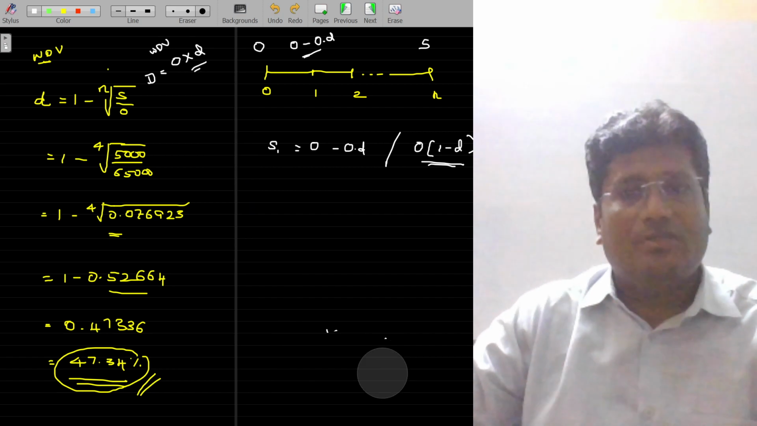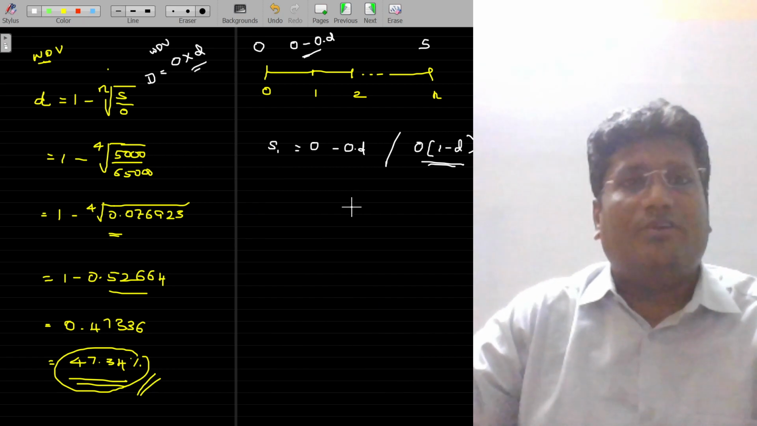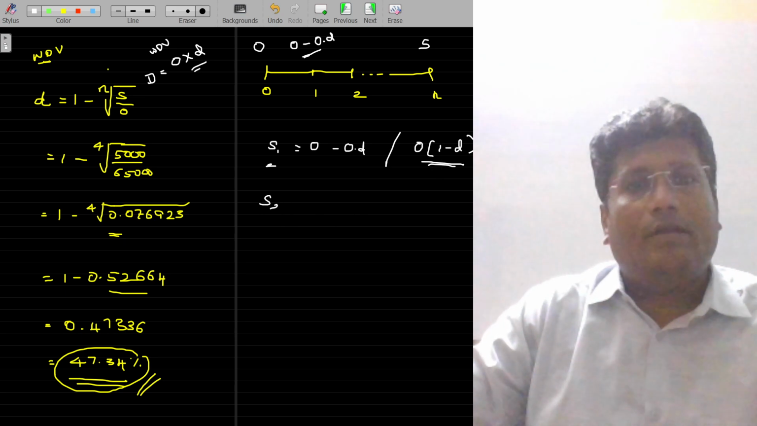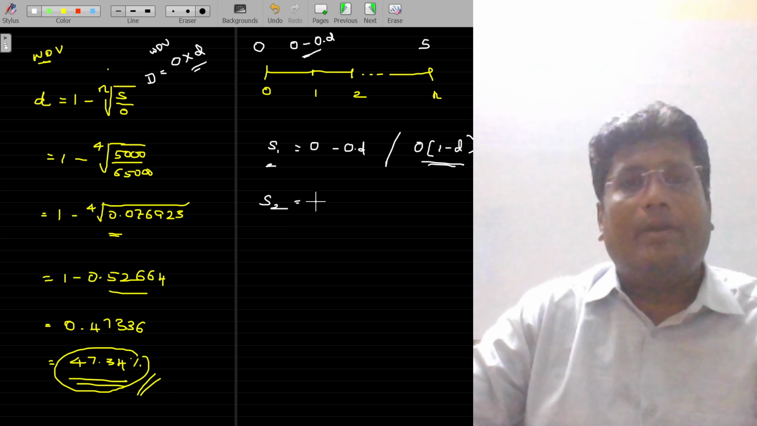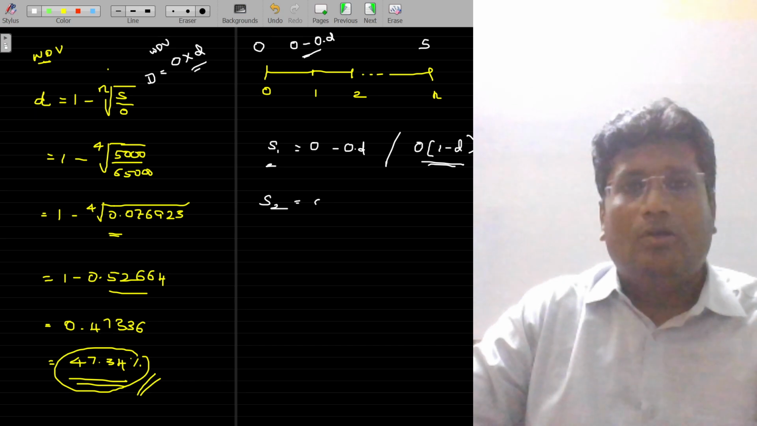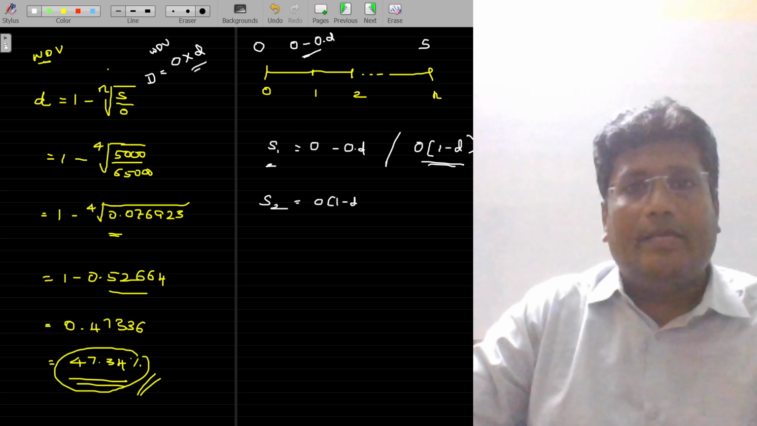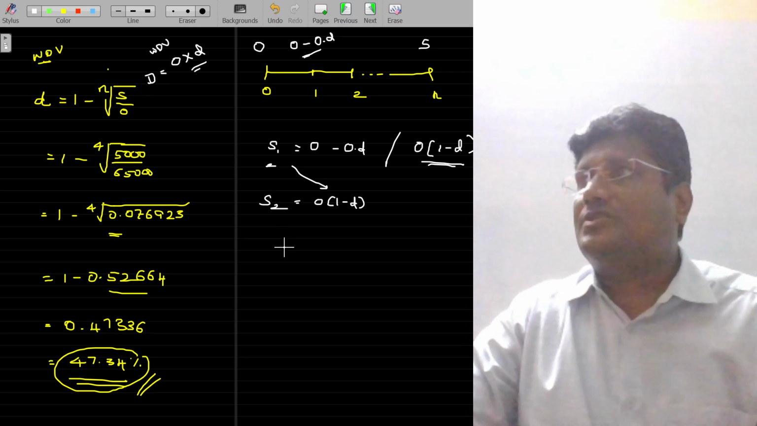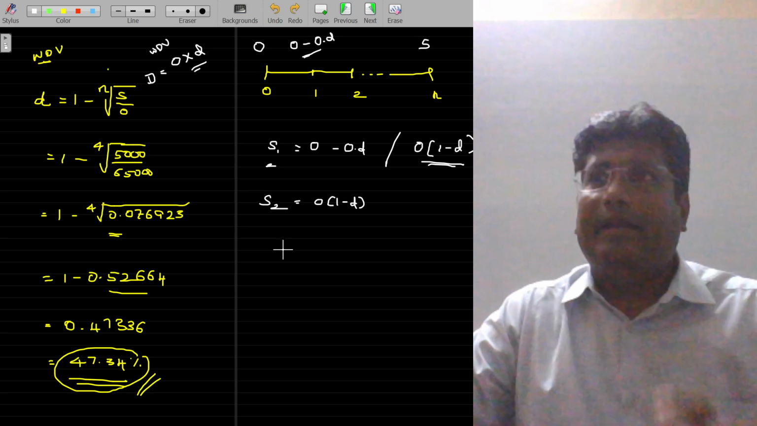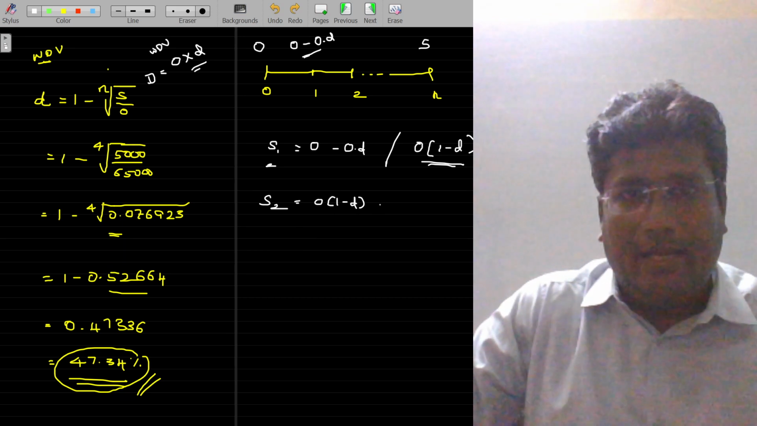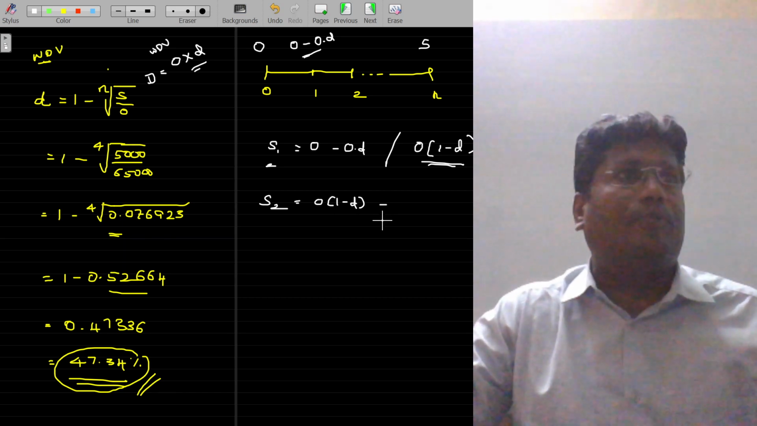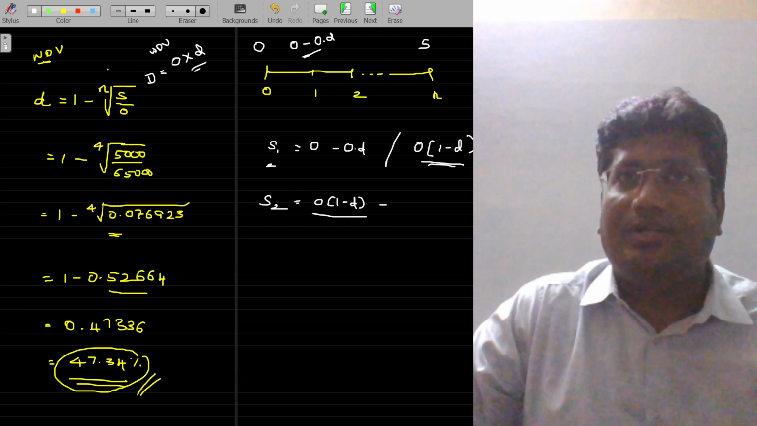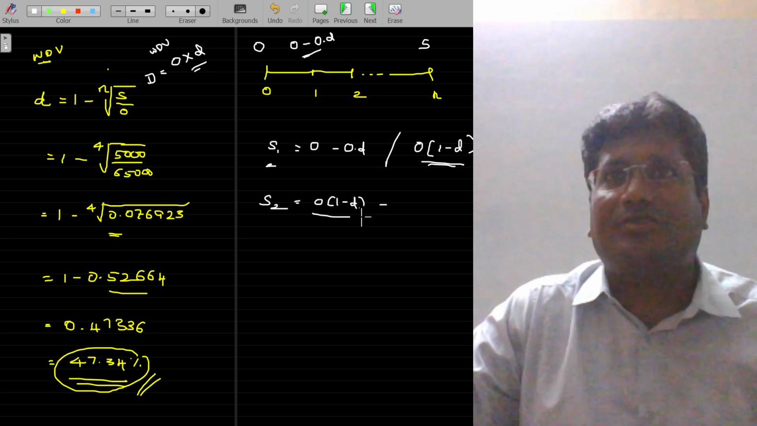You can understand this. Scrap by the end of first year is O into 1 minus D. Scrap by the end of second year, what could be the answer? Scrap by the end of second year is nothing but O into 1 minus D. What is this? This is nothing but S1, it's nothing but WDV by the end of first year.